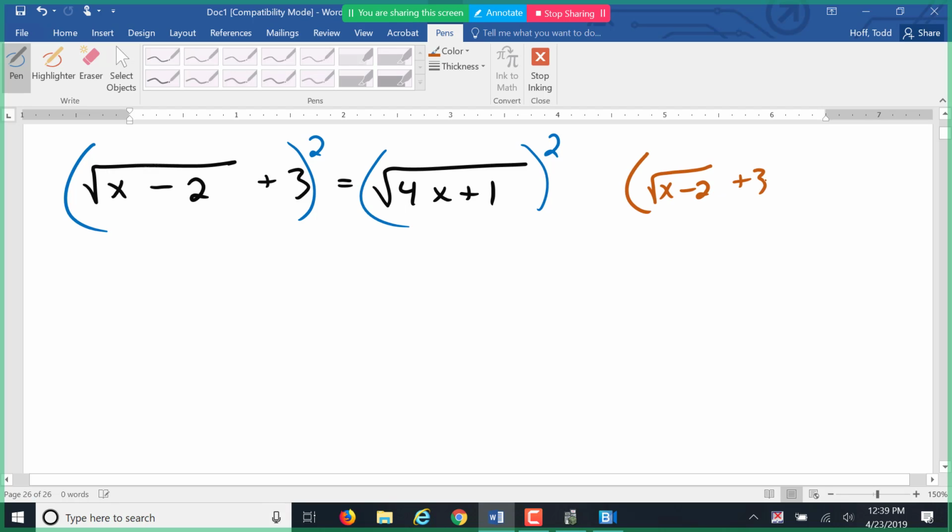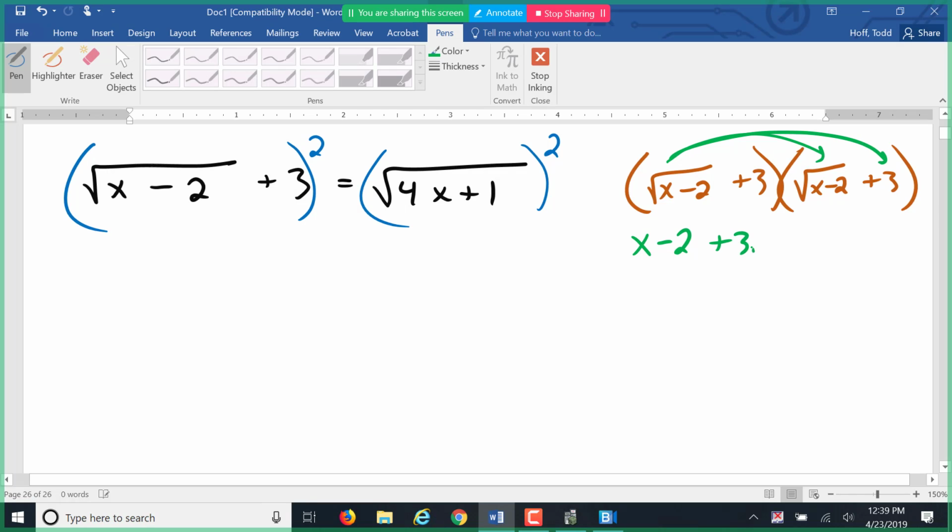Square root of x minus 2 plus 3 times the square root of x minus 2 plus 3. So the square root of x minus 2 times the square root of x minus 2 is just x minus 2. Square root of x minus 2 times 3 is 3 times the square root of x minus 2. 3 times the square root of x minus 2 is another 3 times the square root of x minus 2. And 3 times 3 is 9. I'm going to put that under the minus 2 because that's where it's going to get combined.